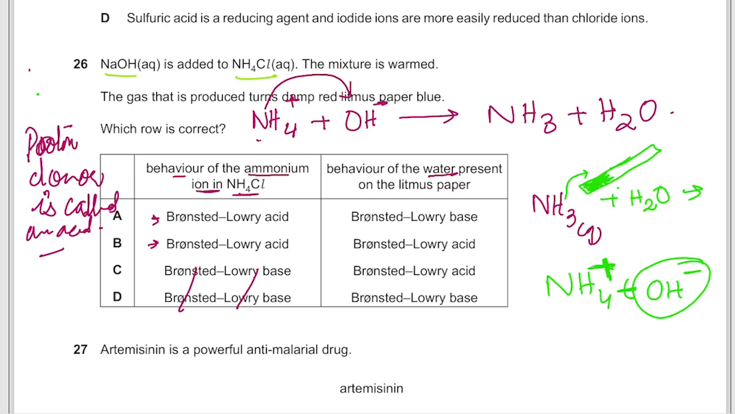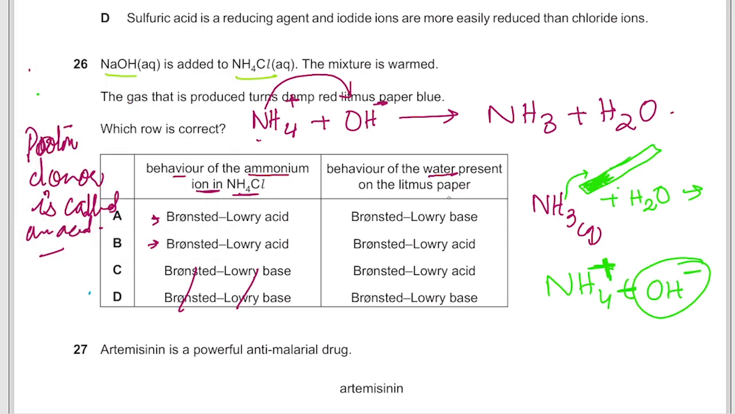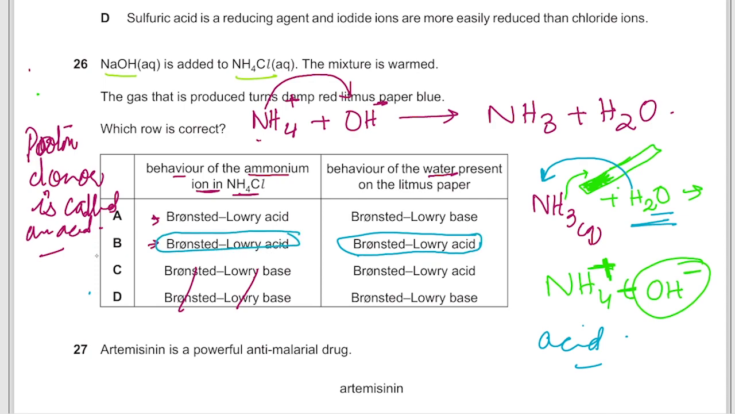So what's going on here? What has water done? Because we have to tell the behavior of the water present on the litmus paper. Basically H2O is a proton donor, and if water is a proton donor, then in that case it acts as an acid. So this reaction is basically part of it, the Bronsted-Lowry acid. So this is the answer, the Bronsted-Lowry acid. So this is the correct option. Right? I hope this question is clear to you.